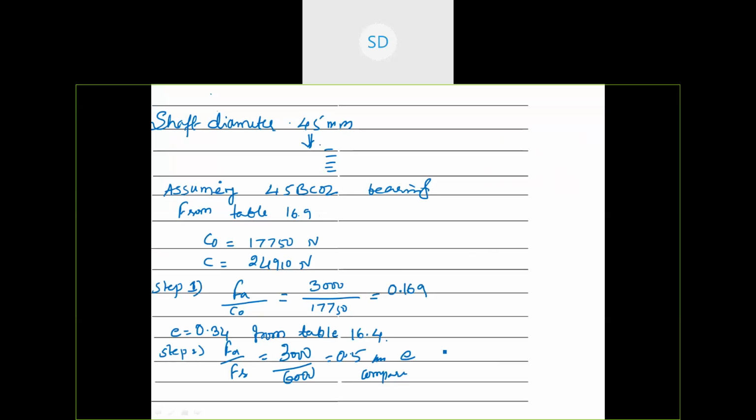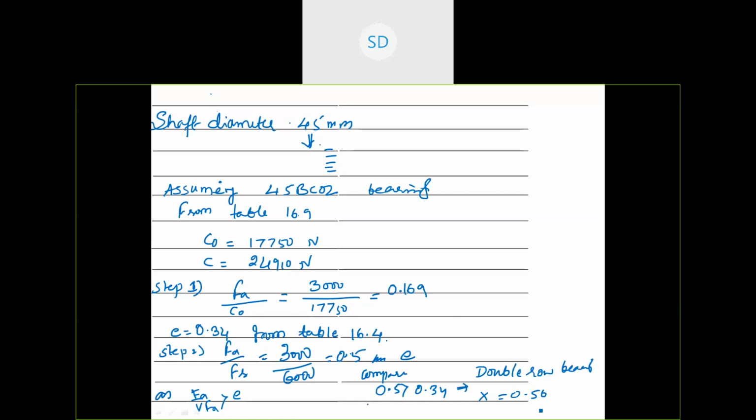Okay. Now you write a sentence. As FA divided by FR is greater than E, that is 0.5 is greater than 0.34, then the bearing has to be a double row bearing. Okay. And value of X is how much? 0.56.